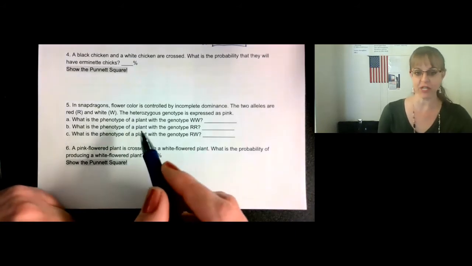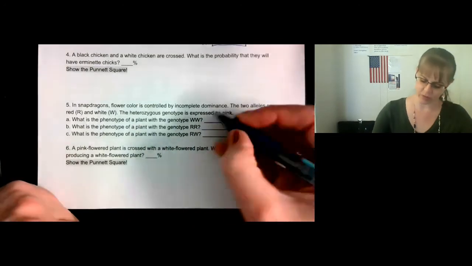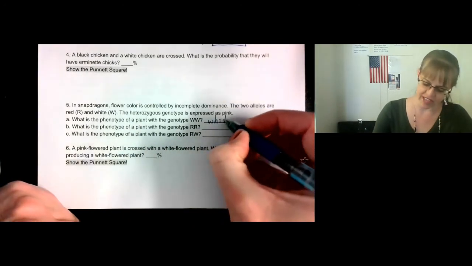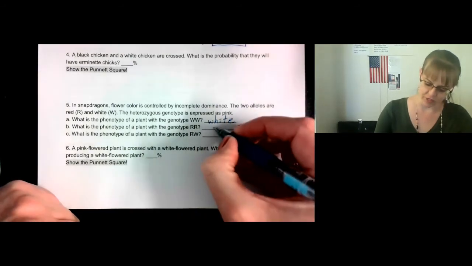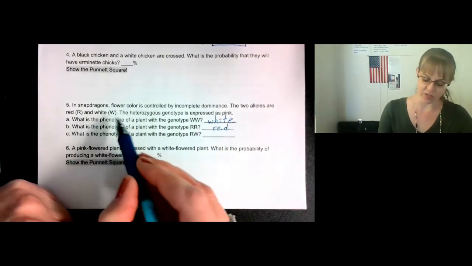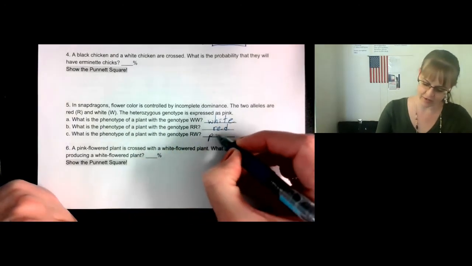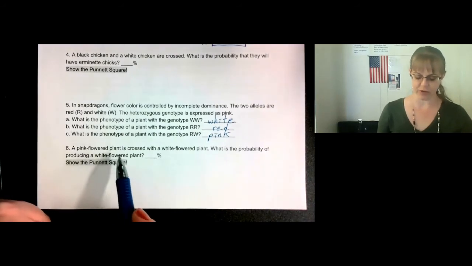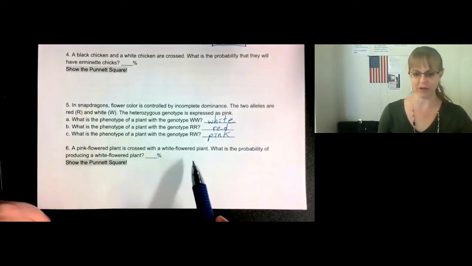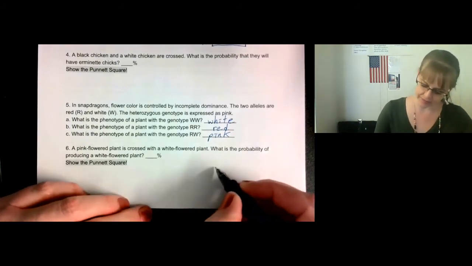So, what's the phenotype of a plant with the genotype WW? It will be a white plant or a white flower. The phenotype with RR, that's going to be red. And if it has one of each, that is heterozygous, and that is pink. A pink flowered plant is crossed with a white flowered plant. What is the probability of producing a white flowered plant?